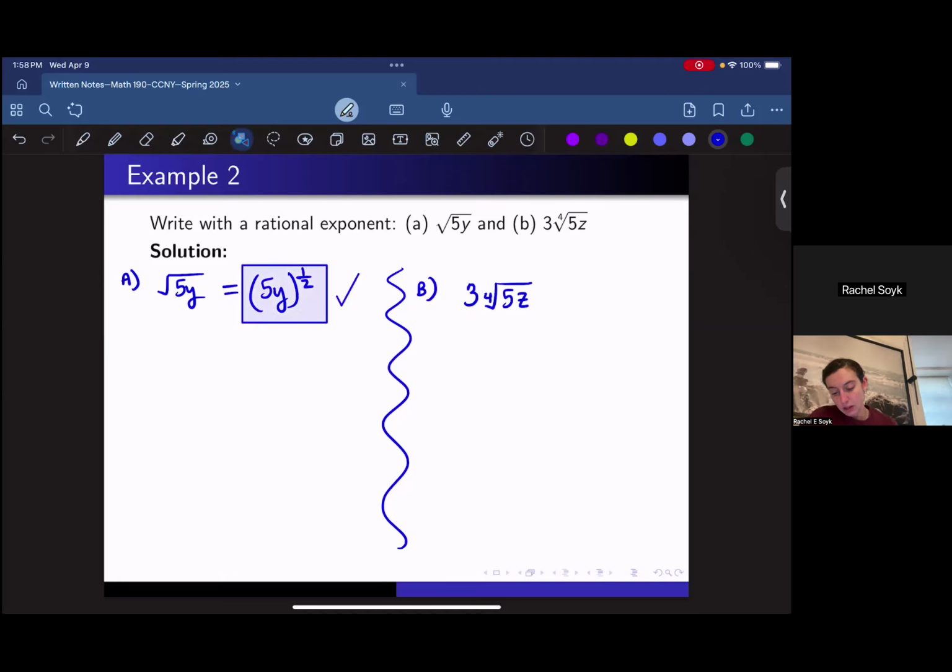And then in part B, we have 3 times that 4th root. So this is the same as 3 times 5z raised to the 1/4 power. And we're done.